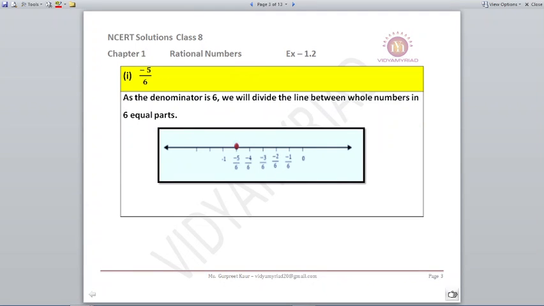Next, minus 5 upon 6. So it is in the minus, that means we have to make it on our left hand side between 0 and minus 1. Now when we do that, we have to make 6 equal partitions in between 0 and minus 1. So first number will be 0, then minus 1 upon 6, minus 2 upon 6, minus 3 upon 6, minus 4 upon 6, minus 5 upon 6, and then minus 6 upon 6, which will be minus 1. So when we do that, we can easily count and mark minus 5 upon 6.